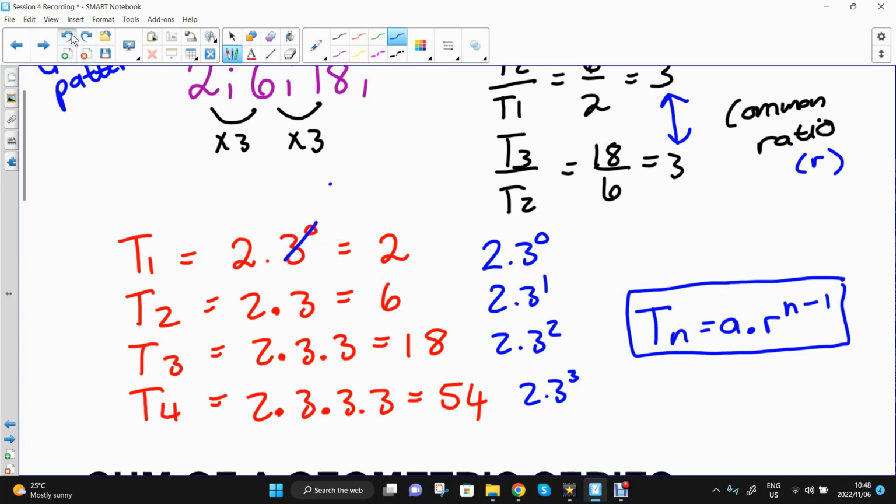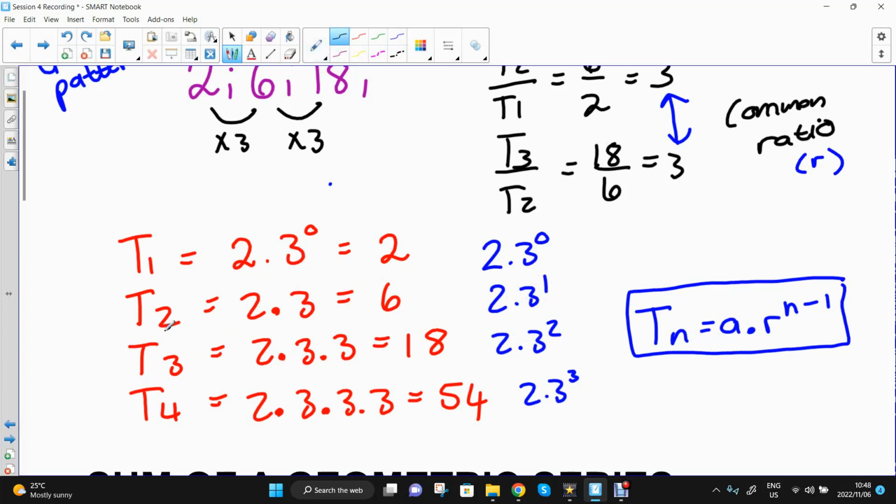Then I took my first term and I times it by 3. 2 times 3 is 6. I then take that and times it by another 3 to get to the next term, and I times it by another 3 to get to the fourth term. Now, if I write this as exponents, I did this here on the side, you can see that the formula here to get to the first term is 2 times 3 to the power 0. Then to get to the second term, 2 times 3 to the power 1, and so forth and so forth.